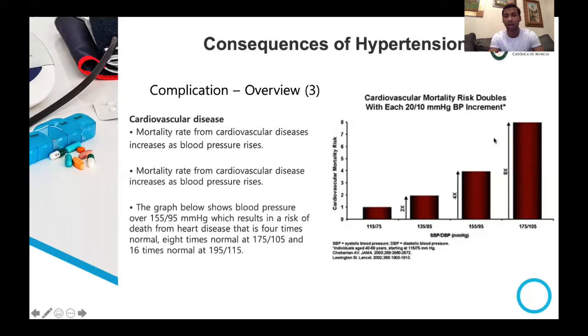I could not get the other part of the graph, which is 16 times more, at 195 by 115. That's really huge, and it's not at all normal. That's when we tend to have a heart disease, or we could die from it.